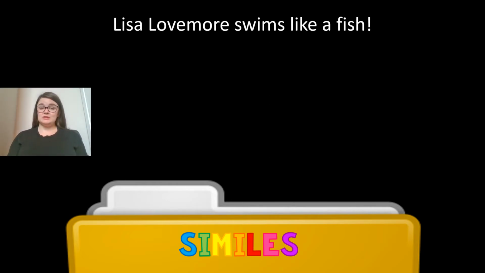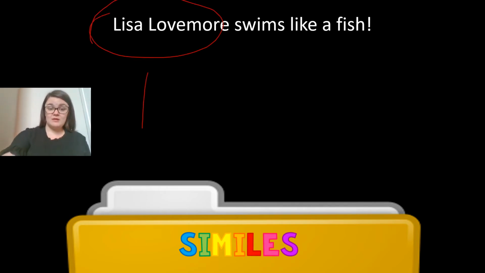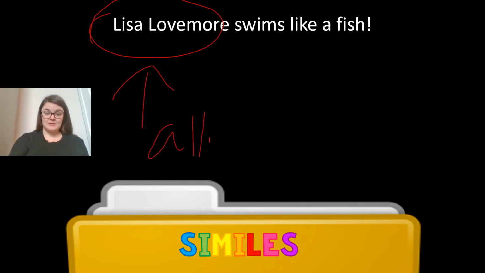Lisa Lovemore swims like a fish. Can you think of the other form of figurative language we see in this sentence? This is a bonus. We see Lisa Lovemore. Which type of figurative language is this? This is alliteration. Good job if you remember that.